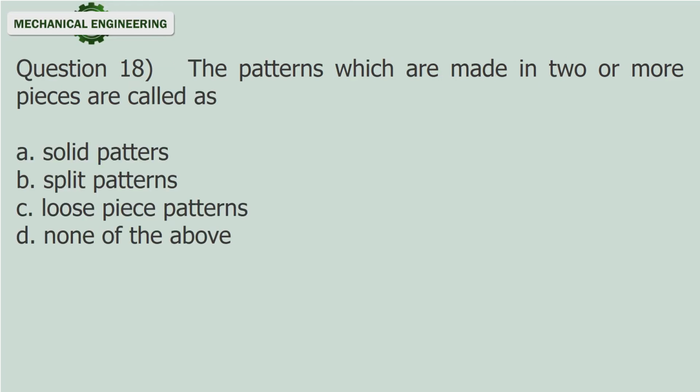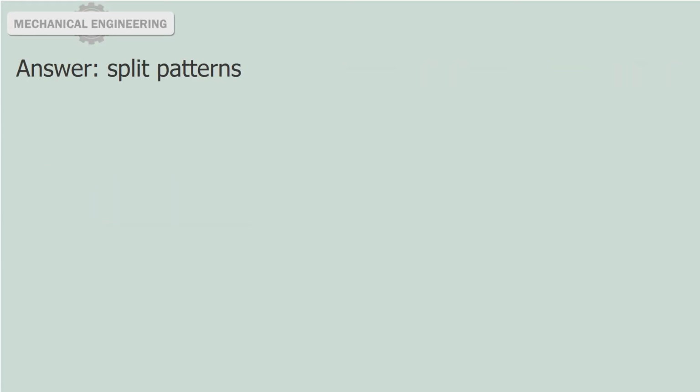Question 18. The patterns which are made in two or more pieces are called as A. Solid patterns. B. Split patterns. C. Loose piece patterns. D. None of the above. Answer: split patterns.